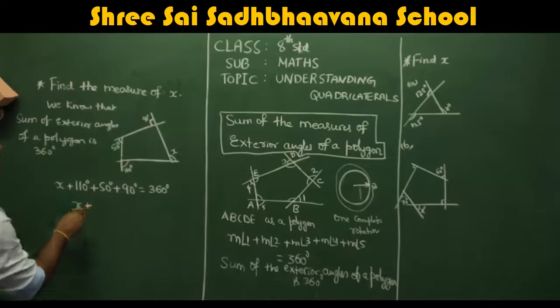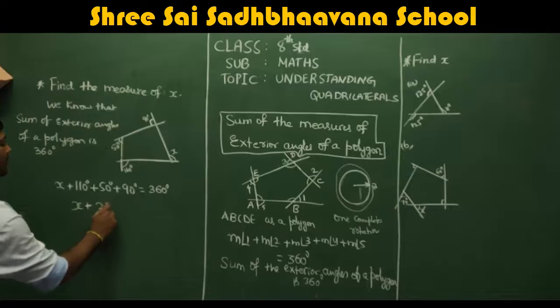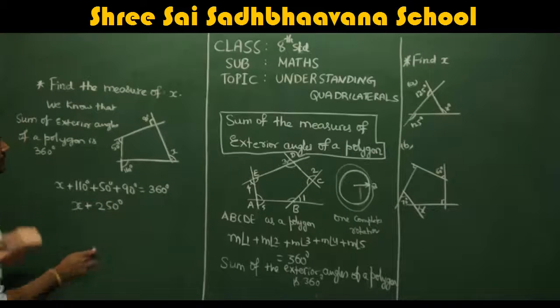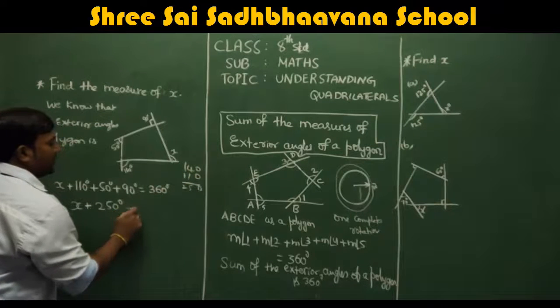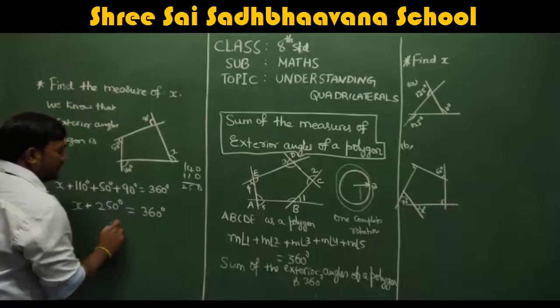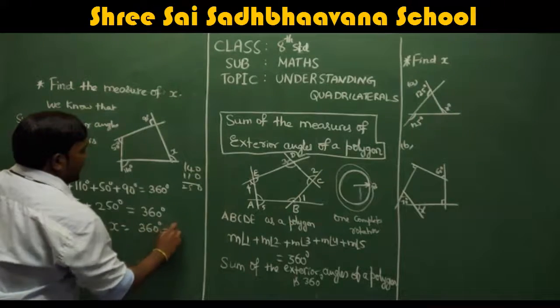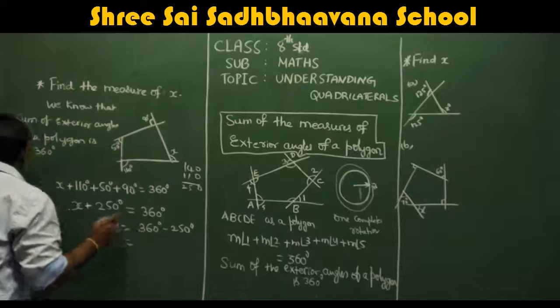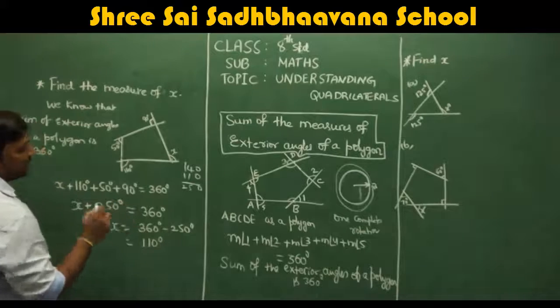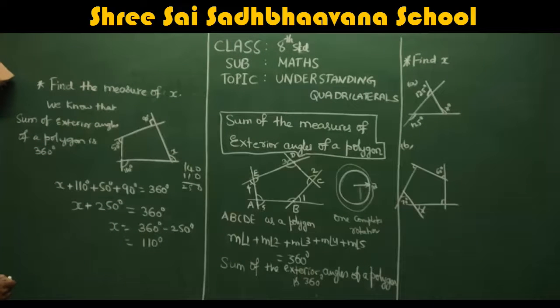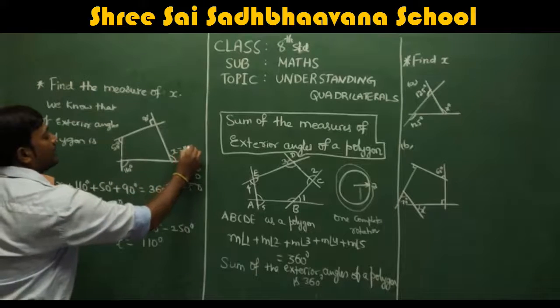So x plus, how much do you get here? 90 plus 50 is 140, 140 plus 110 is 250, isn't it? So 250 degrees is equal to 360 degrees. So x is equal to 360 degrees minus 250 degrees. 360 minus 250, you will get 110 degrees, isn't it? So the x value is 110. So this value is 110 degrees.